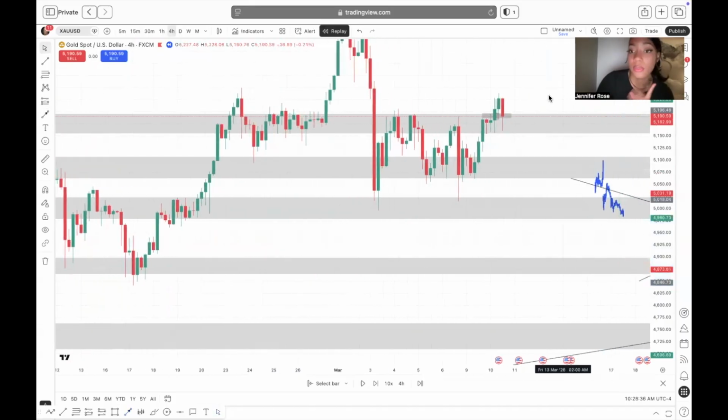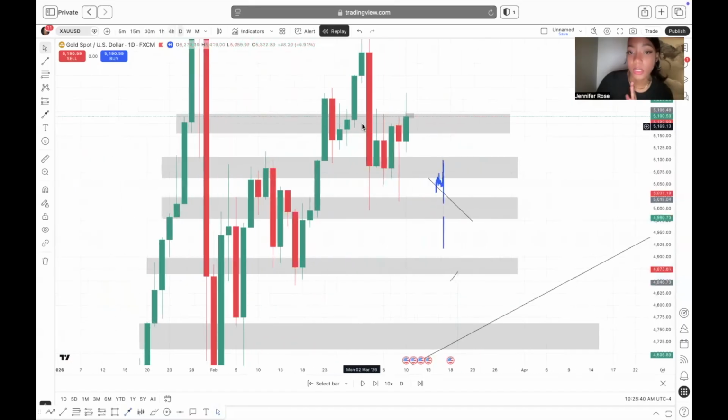Okay, so yeah, this is a wick. So if we go to the daily time frame, you'll see that that's a wick and it closed like that. And then we started to get lower lows and lower highs. Okay. So price literally melted over the last couple of days.